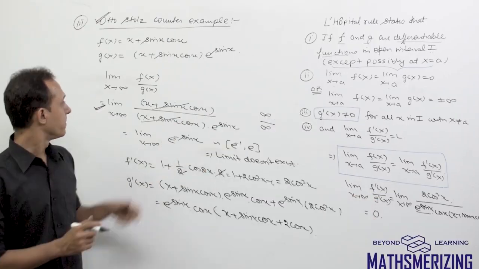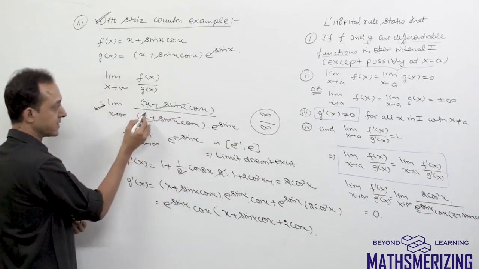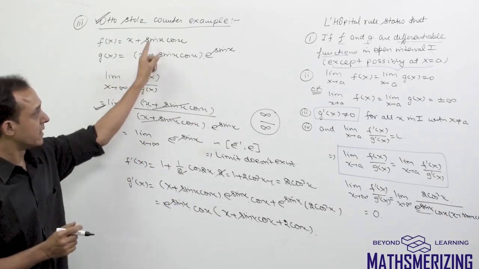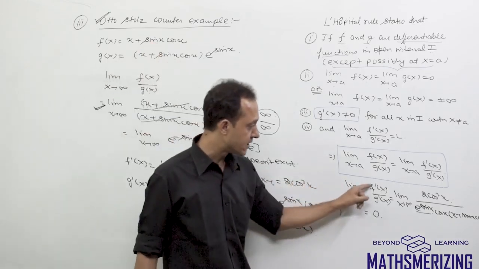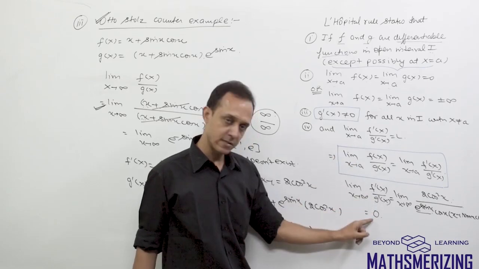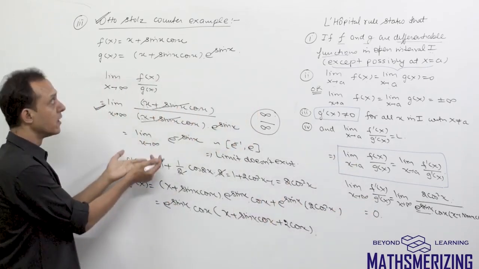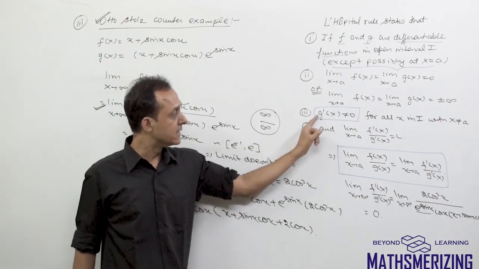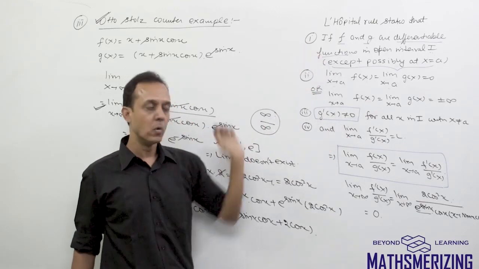Now in this example, f x upon g x is infinity upon infinity form as x tends to infinity. Functions f x and g x are differentiable functions. This limit x tends to infinity f dash x upon g dash x exists and it is equal to 0, but still this limit f x upon g x doesn't exist. So from this counter example, we see that the condition g dash x unequal to 0 is required for L'Hospital's rule to hold.